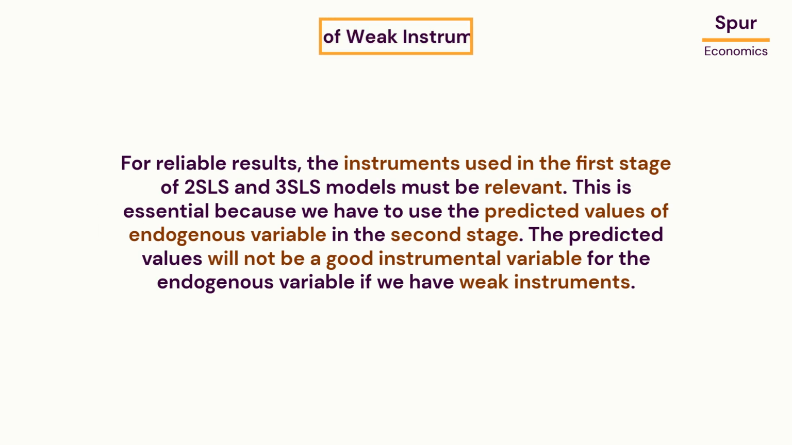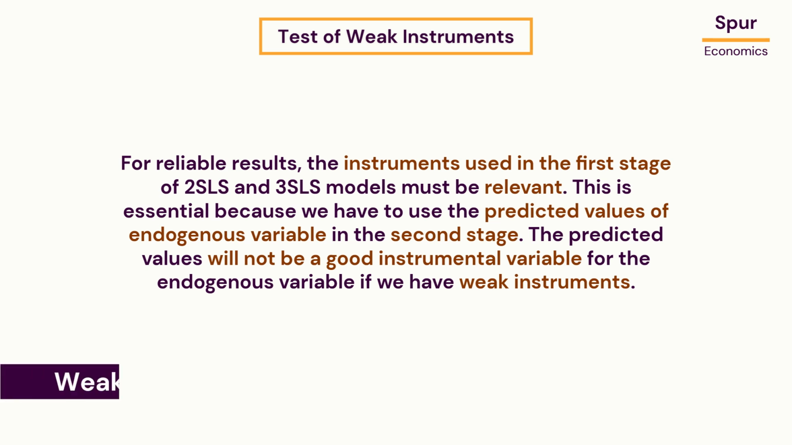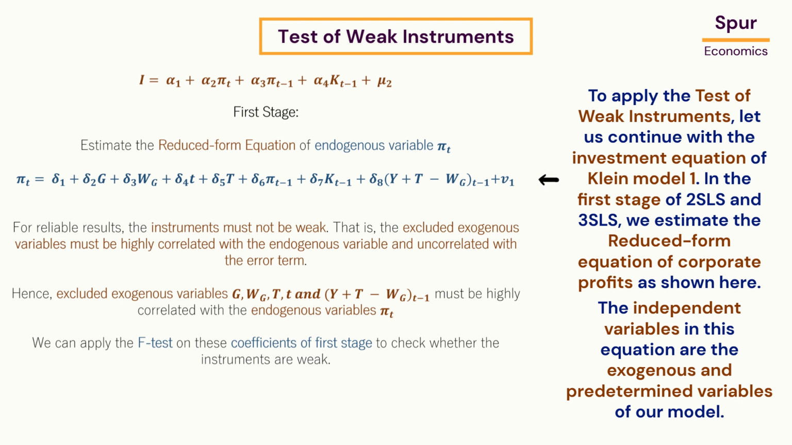For reliable results, the instruments used in the first stage of 2SLS and 3SLS models must be relevant. This is essential because we have to use the predicted values of the endogenous variable in the second stage. The predicted values will not be a good instrumental variable for the endogenous variable if we have weak instruments. To apply the test of weak instruments, let us continue with the investment equation of Klein Model 1.